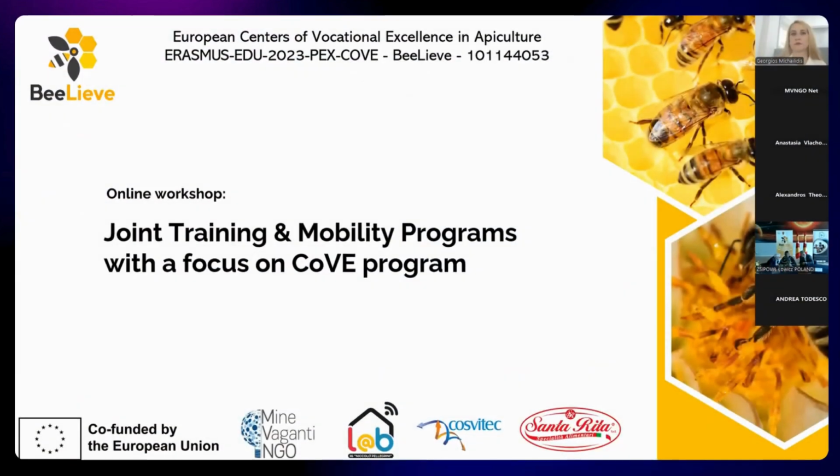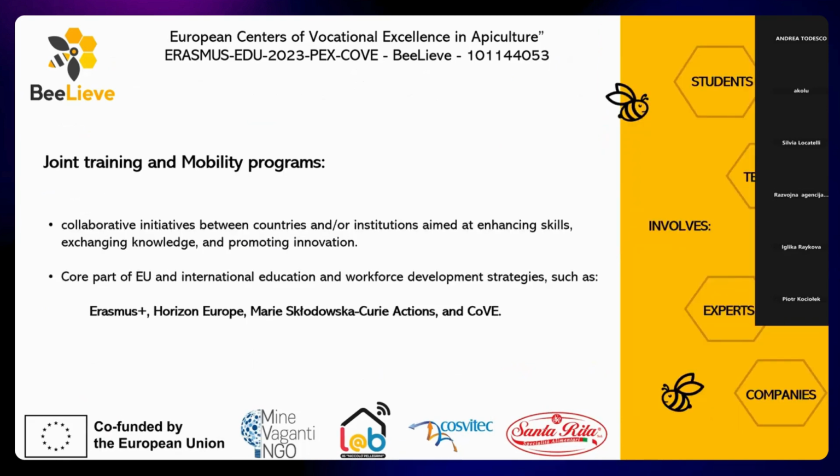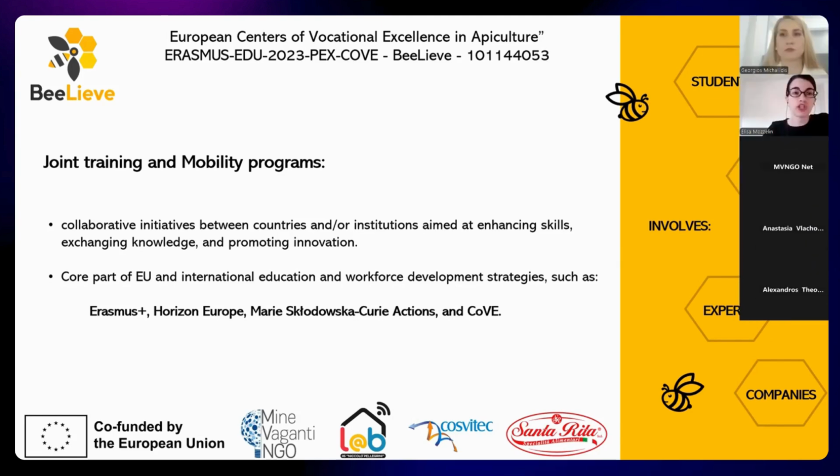So today's workshop from Mine Vaganti NGO and Italian partner side is about joint training and mobility programs with a focus on COVE program. So what are joint training and mobility programs? Well, they are collaborative initiatives between countries and or institutions that are aimed at enhancing skills, exchanging knowledge, and promoting innovation.